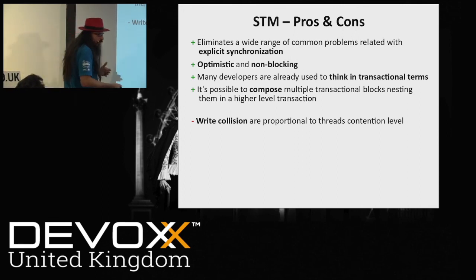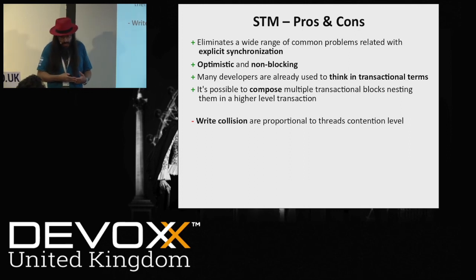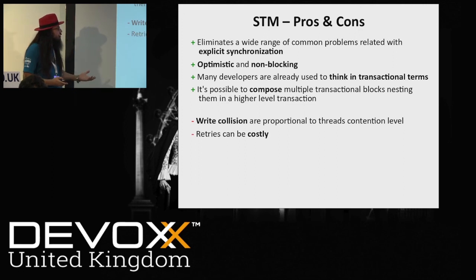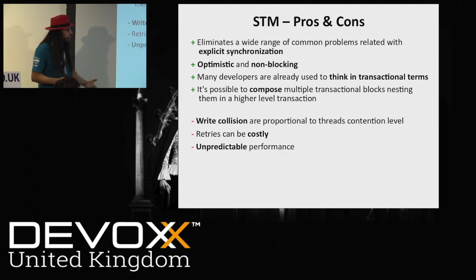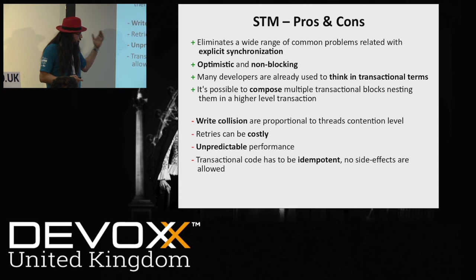Of course, if you have a high contention rate, you can have a lot of write collisions, and this failure has to be retried again and again. This can be costly. This could lead to unpredictable performance.